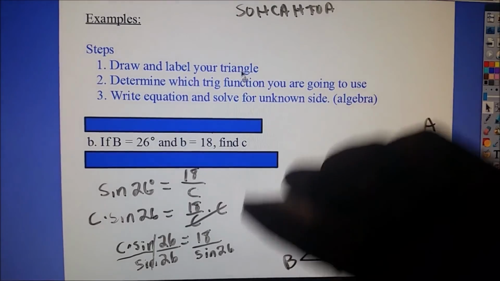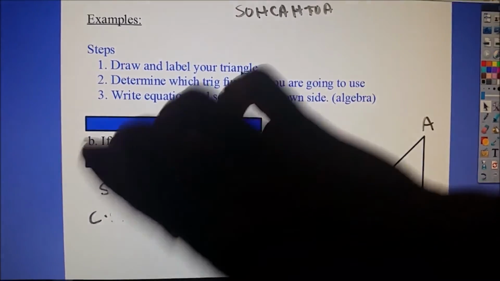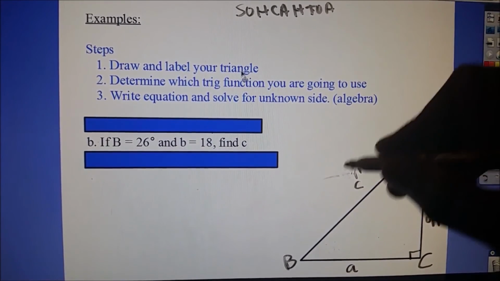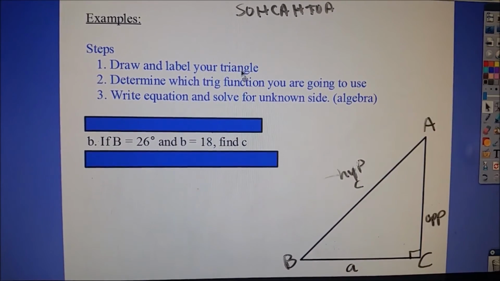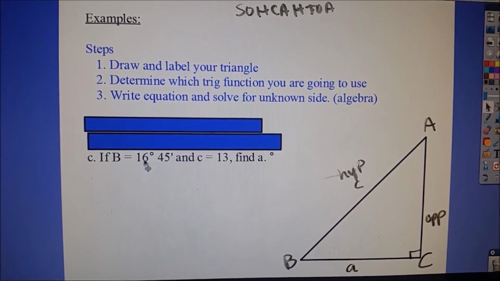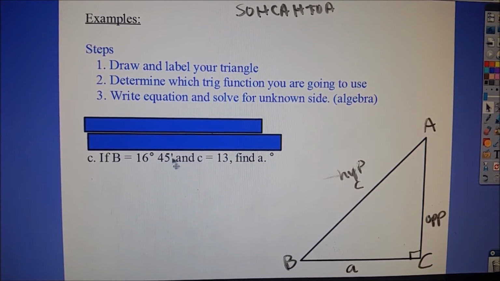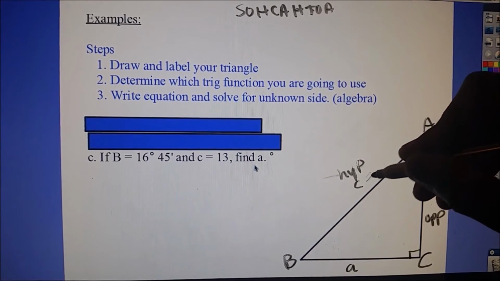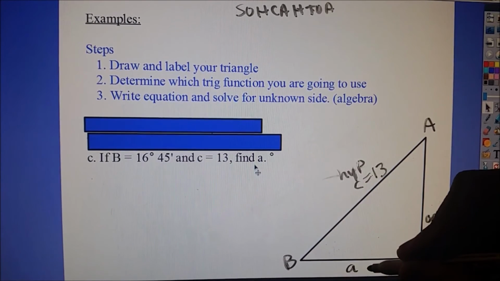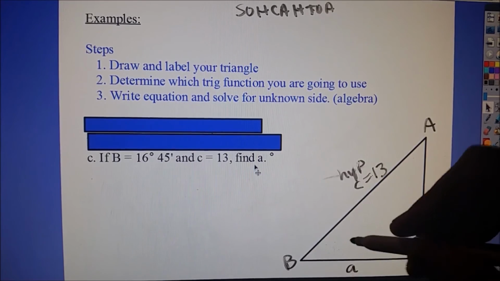Now the third one shows that trig builds upon one another. Okay, so if B is equal to 16 degrees, 45 minutes, and c equals 13, find a. So what do we know? We know little c, so we know that this is 13. We want to find little a, and we know B.